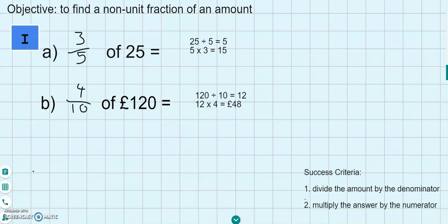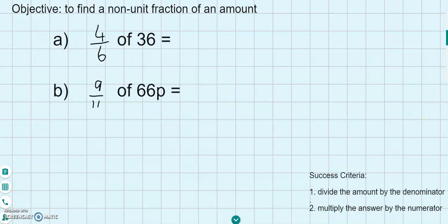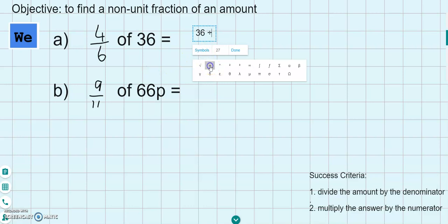Okay, so let's move on to we. The next question is asking us to find 4/6 of 36. Can you remember what my first step is? Write along with me. I need to divide the amount by the denominator. So my amount is 36, and I'm dividing that by my denominator, which is, I hope you've written down, 6. And what's my answer? Using a times table fact, 36 divided by 6, you should have written down 6.